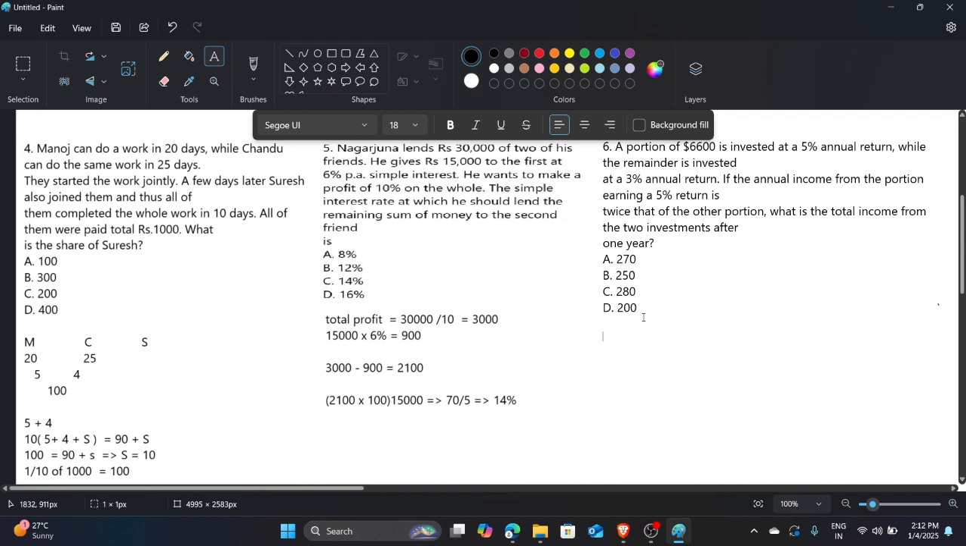A portion of $6,600 is invested at a 5% annual return, while the remaining is invested at a 3% annual return. If the annual income from the portion earning a 5% return is twice that of the other portion, what is the total income from the two investments after 1 year?